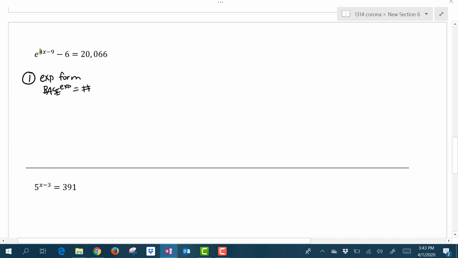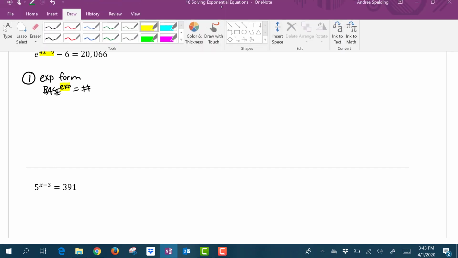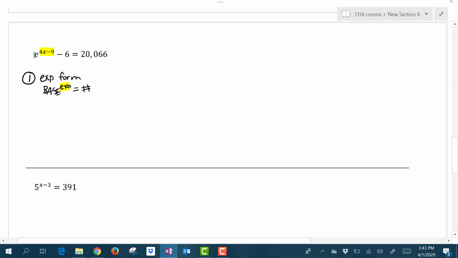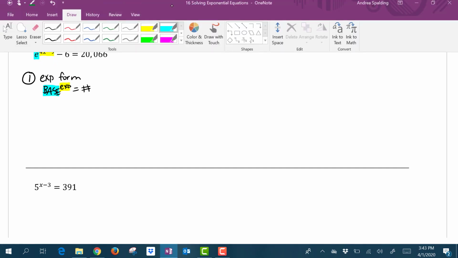So the exponent, that small value to the upper right of something, is 4x minus 9. That's our exponent. What that exponent applies to is what's directly in front of it. That's the e. Remember when we said when we see e in an equation, e is the base. So we want to get the base and its exponent by itself on one side.